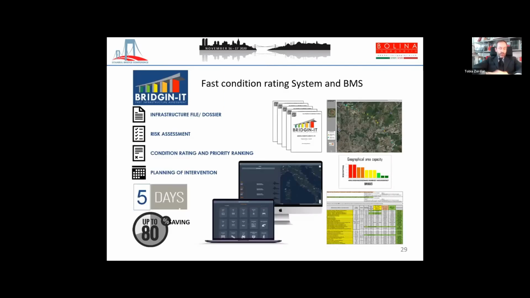partnering together in order to create this kind of tool, which is meant to be a BMS, including a fast condition rating system. What is the topic here? This tool, BridgeInit, is able to supply a rating system for a bridge in 5 working days, creating an infrastructure dossier, carrying out a risk assessment, determining the condition rating, determining the priority ranking. So where the bridge under investigation is ranking within a large list or within a large asset.